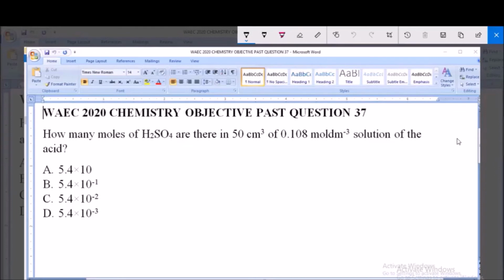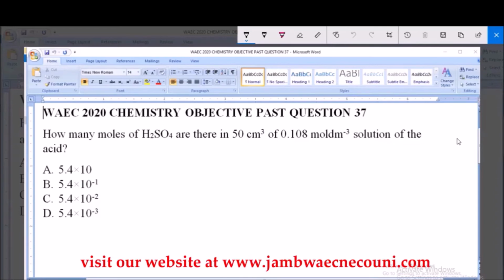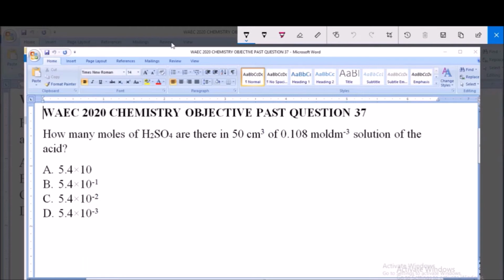Hello and welcome. I'm going to be answering WAEC 2020 Chemistry Objective Past Question 37. How many moles of H2SO4, tetraoxosulfate 6 acid, are there in 50 cm³ of 0.108 moles per dm³ solution of the acid? A. 5.4 times 10. B. 5.4 times 10 raised to power minus 1. C. 5.4 times 10 raised to power minus 2. D. 5.4 times 10 raised to power minus 3.